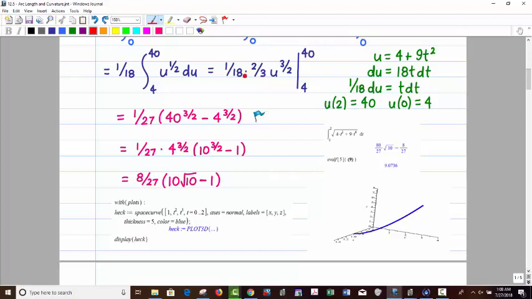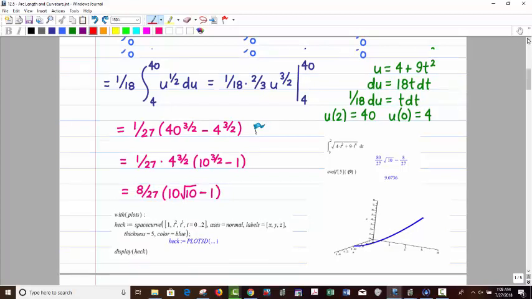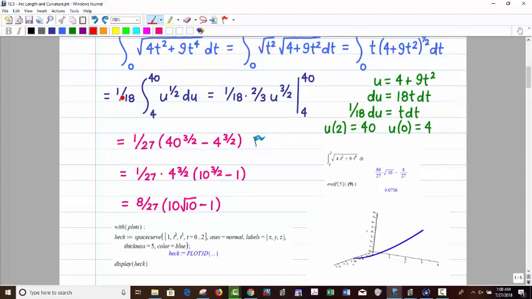So let's see what we have here. So then it just turns into, we got the 1 over 18 we have to move out of here. And then now you're just integrating u to the 1/2 from 4 to 40. So it's pretty straightforward at that point. It'd be 1 over 18 times the antiderivative of this, which would be 2/3 u to the 3/2. So 1 over 18 times 2 over 3 is 1 over 27. So it's 40 to the 3/2 minus 4 to the 3/2.